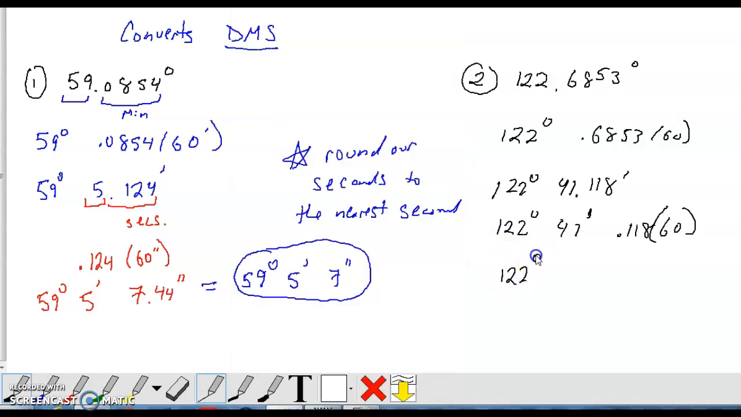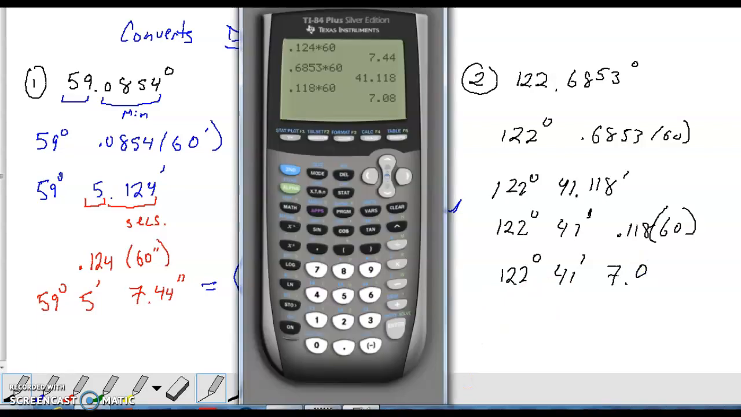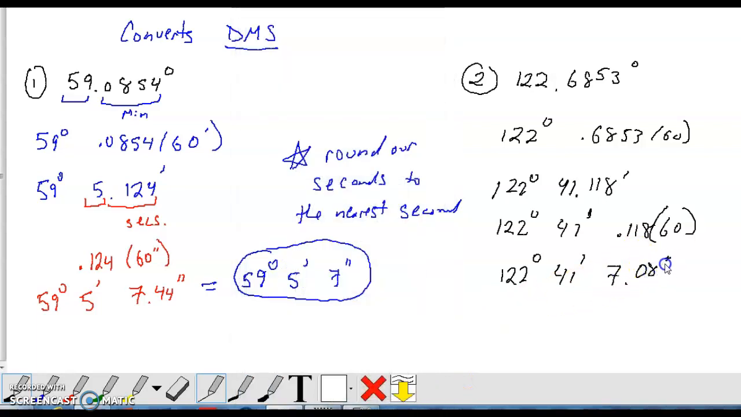So 122 degrees, 41 minutes, 7 seconds. Again, we're going to round to the nearest second, so our correct answer should be 7 seconds. All right. And that's how we convert back and forth between DMS, degrees, minutes, seconds, and decimal degrees.